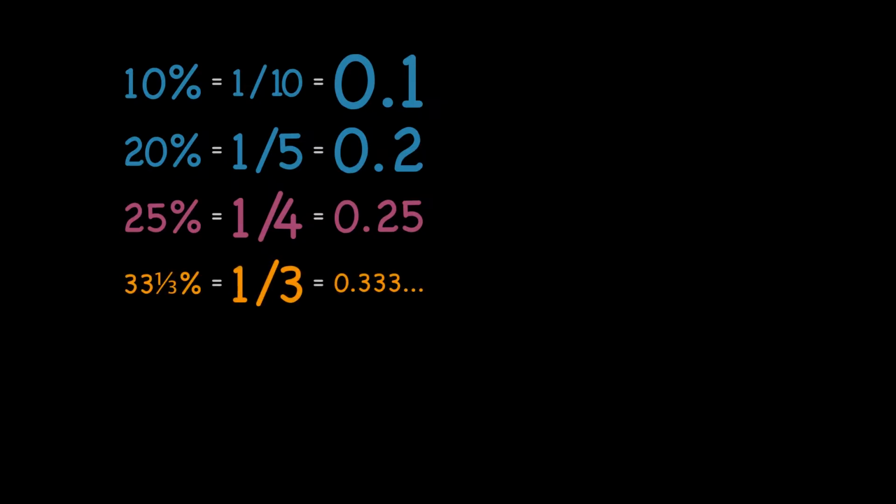33 1/3% equals 1/3 equals 0.333 recurring. Warning: do not write 33 over 100. You must write 1/3. 50% equals 1/2 equals 0.5. The simplest, half the whole.